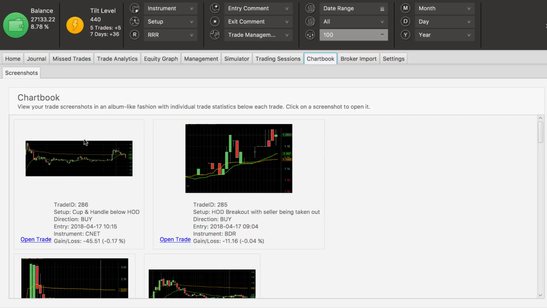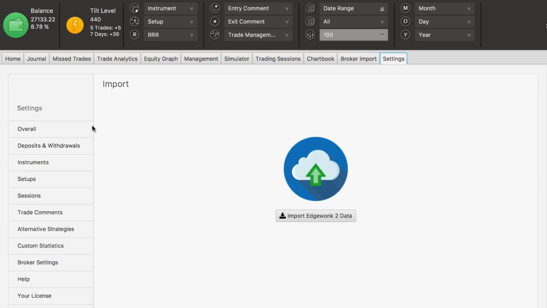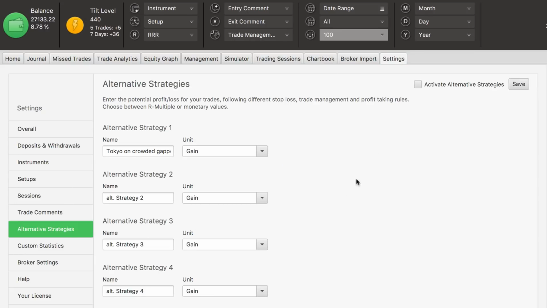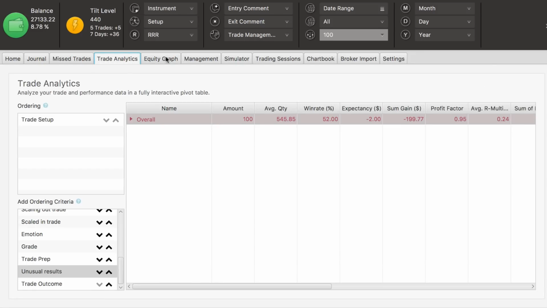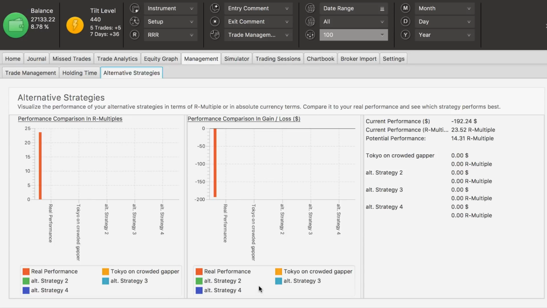I would really suggest that he should set up an alternative strategy. So we go to your settings, then under alternative strategies, you can activate them here. And then under your trade management, they will actually show up. And the trader seems to have more potential. There seem to be ways he could capture more of his profits by better exiting or managing his trades, and that is something that he should really explore, and alternative strategies are a great feature here.